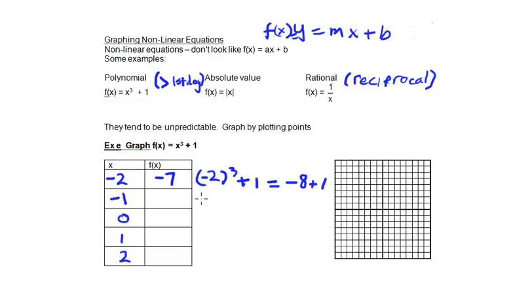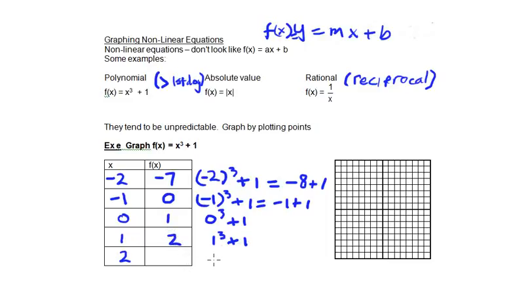And we can do the same thing when x is equal to -1, raise that to the third power, plus 1. And so -1 to the third is equal to a -1, and we add 1 to that, and we end up with the f of x, or the y value, is equal to 0. When we plug in x is equal to 0, we get 0 cubed, and that's equal to 0 plus 1, and so that value is equal to 1. When x is equal to +1, we cube that and add 1, and that gives us 2.